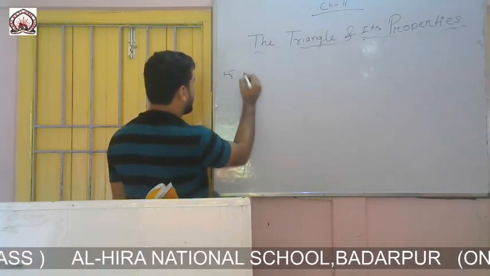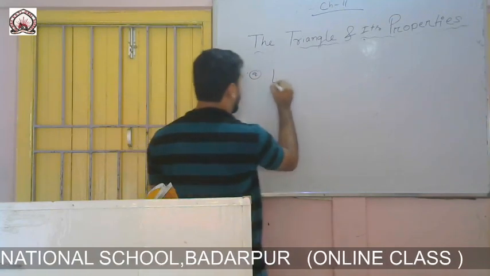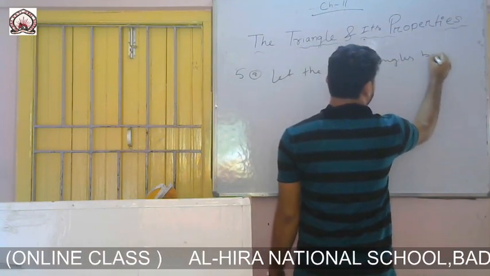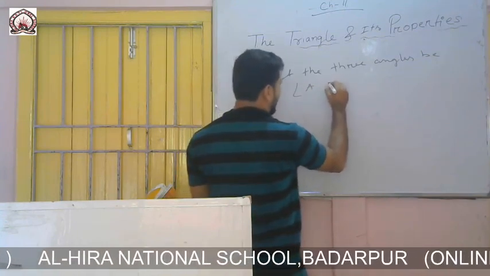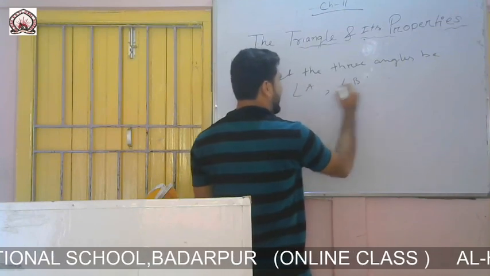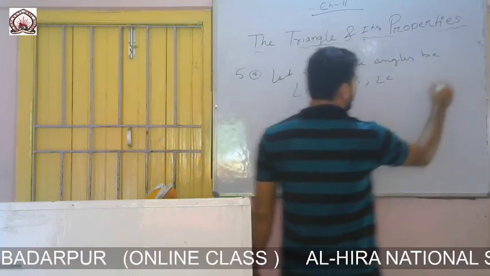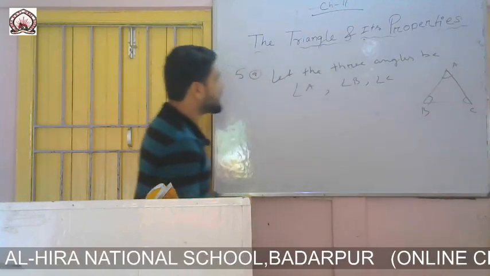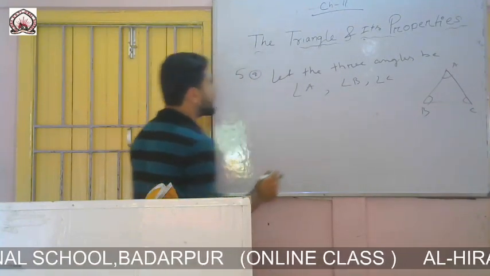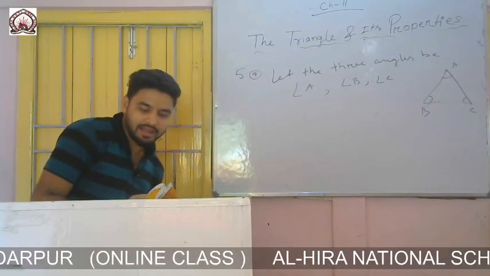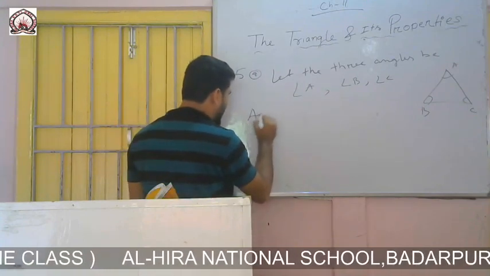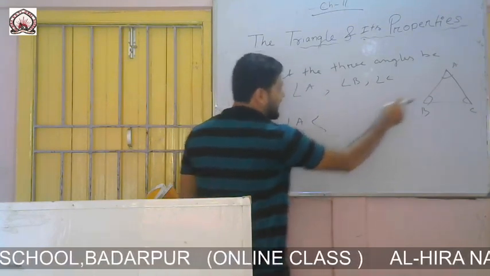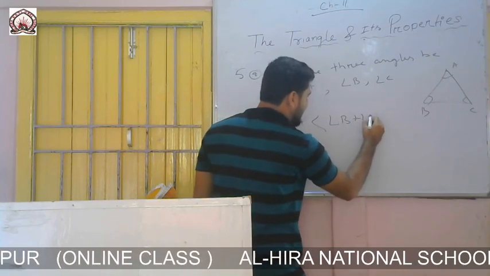Right, 5a. Let the three angles be angle A, angle B, angle C. So you see, we have let the three angles as angle A, angle B and angle C. So according to the question, one angle is less than the sum of the other two angles, that means angle A is less than angle B plus angle C.